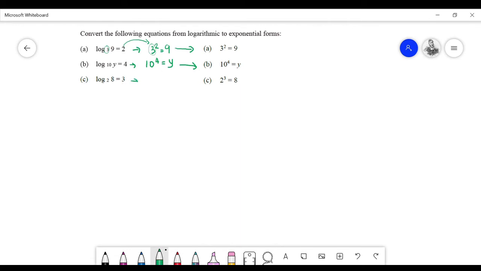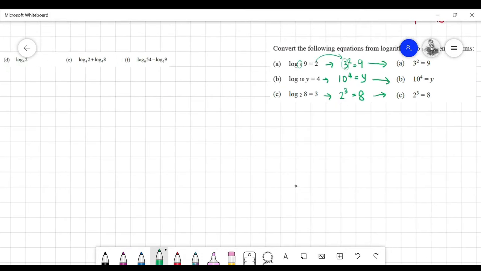Also, when you have a logarithm with base 2 of 8, it will be equal to 3. Then it can be converted to exponent. You can write down 2 first, because the base for the logarithm is 2, so the power is 3, then it will be equal to 8. The same here. Next we look at another example.